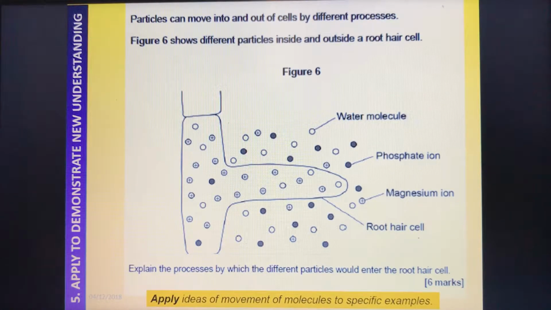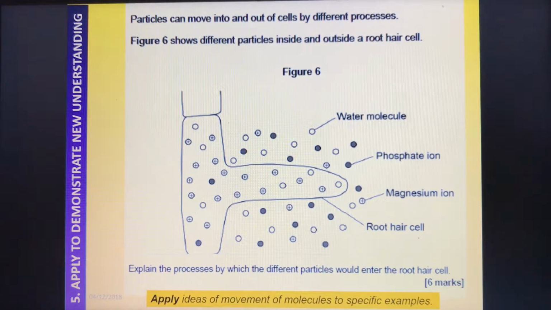So it could be that there's just been some fertilizer put in the soil which has increased the phosphate in the soil. Okay, come back to that shortly. And then we've got the magnesium ions, and they are at a higher concentration inside the root hair cell. So low concentration in the soil, higher in the root hair cell. So the question says, explain the processes, so it's more than one process, by which the different particles would enter the root hair cell, and it's worth 6 marks.